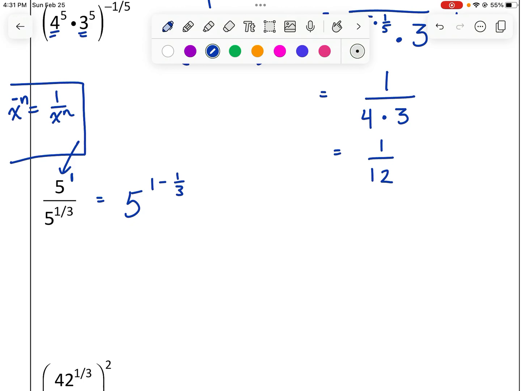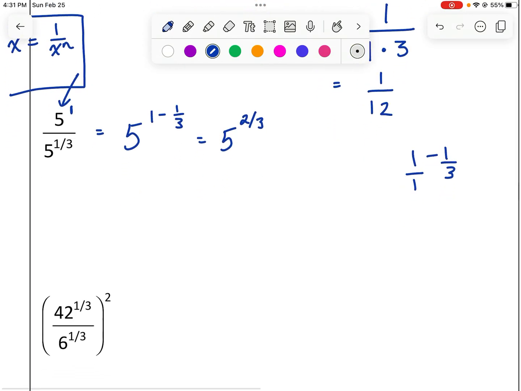1 minus 1/3 is, again, you can do that off to the side, 1 minus 1/3, 1 over 1, get a common denominator, all right, becomes 5 to the 2/3 power. All right, now let's look at this last one.